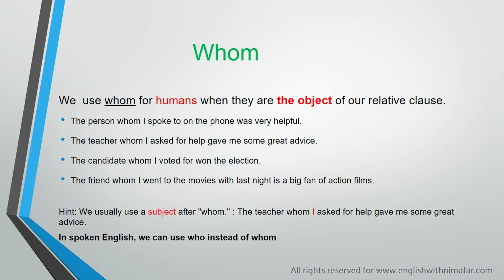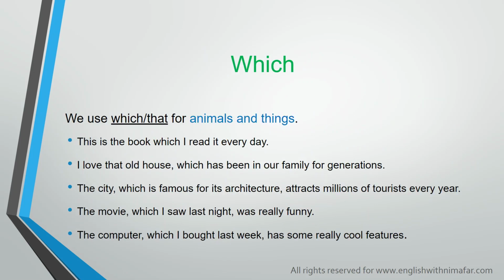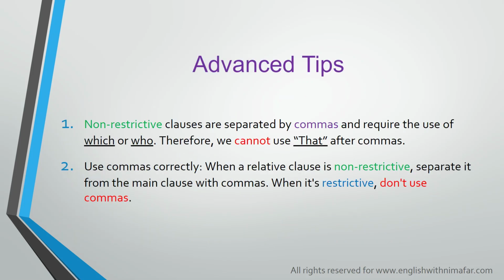For example, in other situations, the movie, which I saw last night, was really funny. We cannot say the movie, that I saw last night, was really funny. Why? In grammar terms, because we use a comma, and after commas we cannot use that. We should use which, who, where, and others. And use commas correctly again: when a relative clause is not restrictive, it is separated from the main clause with commas. When it's restrictive, don't use commas.